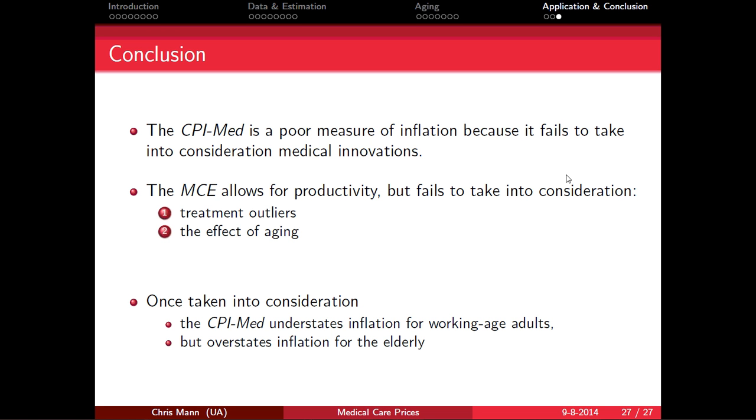Okay? And so once we take all that into consideration, what do we find? That the medical care component of the CPI doesn't overstate inflation for most of the population. Now, it does overstate it for the elderly, right? But so does the MCE. But the medical care component of the CPI more likely understates inflation for working age adults, or how much they're actually paying year to year from their own perspective.